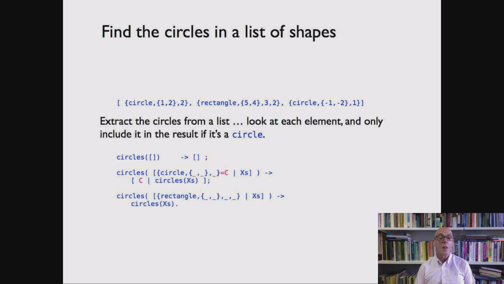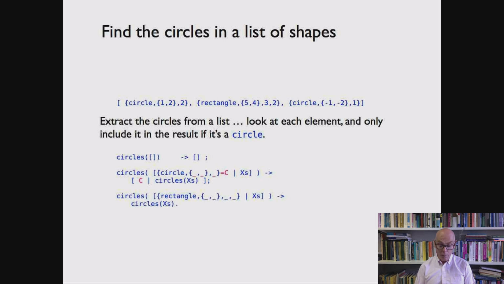We say, let's match C, which is a circle pattern. If we match a circle pattern, we put it in the answer. Otherwise, if we match a rectangle pattern, we don't put it in the answer. So in the case that it is a circle, that's the head of the answer, and the tail is circles of x's. That's whatever other circles are in the list. If it's a rectangle, it doesn't get included, so we include just the circles in x's. And that will pick out precisely those elements which are circles.